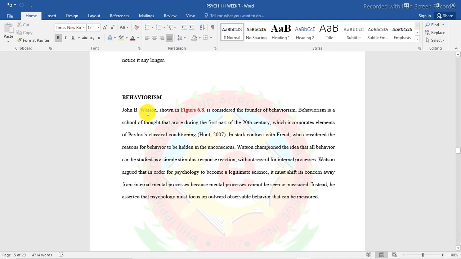So, that's it. And let's move on to our second idea of learning. We have behaviorism by the famous John B. Watson. So, what is the idea of this? John B. Watson is the founder of behaviorism. Behaviorism is a thought that arose during the first part of the 20th century, which incorporates elements of Pavlovian physical conditioning. In what way? In stark contrast with Freud, who considered the reasons for behavior to be hidden in the unconscious.